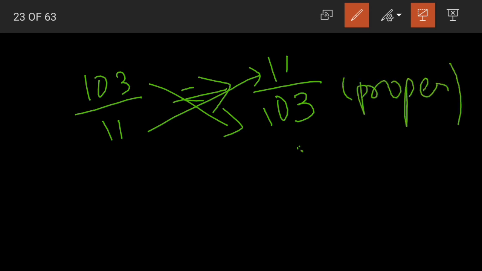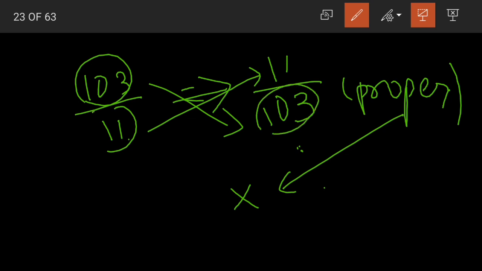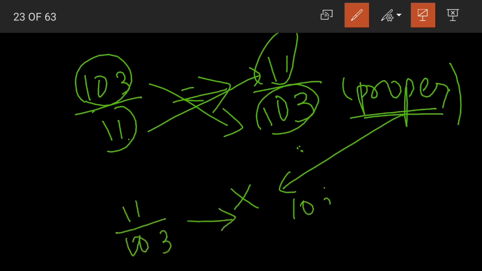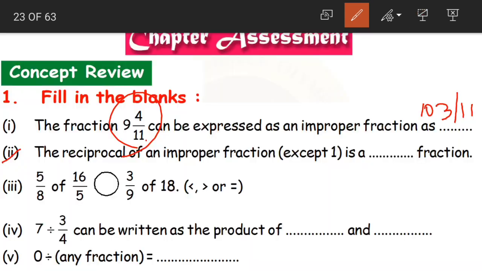In the starting class, when we learned that an improper fraction is the opposite of a proper fraction, it is the reciprocal. Here the numerator is the larger number, but when we found the reciprocal of an improper fraction, the numerator became the smaller number, which is a proper fraction. In the same way, when we have a proper fraction, its reciprocal becomes an improper fraction. Clear, students? So what is the correct answer here? It is a proper fraction, the reciprocal of an improper fraction except 1.